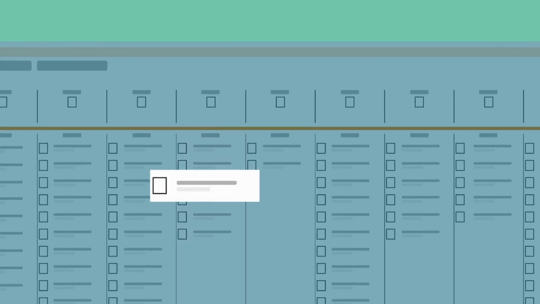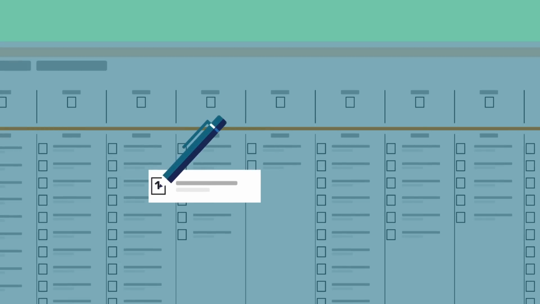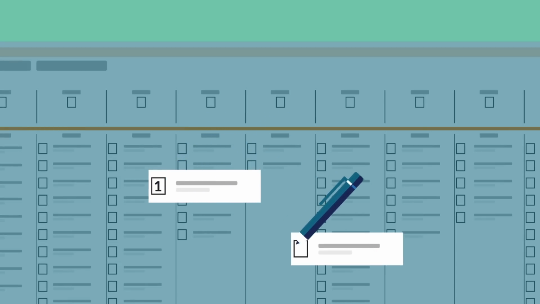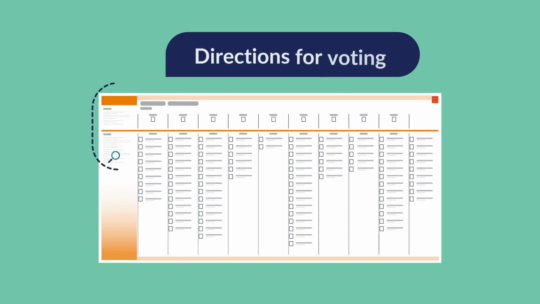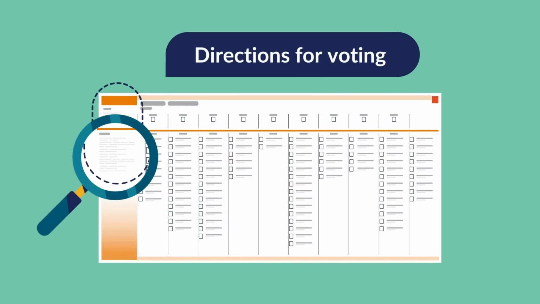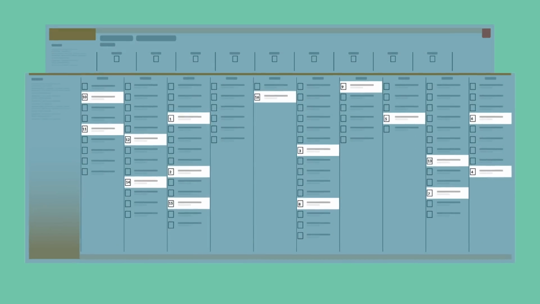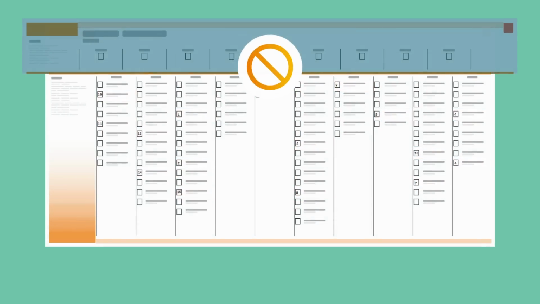To vote below the line, write the number 1 in the square next to the candidate of your first choice. Write 2 in the square next to your second preference, 3 in the square next to your third preference, and so on. For your vote to count, you must select the minimum number of candidates as indicated in the directions for voting. If you vote below the line, do not write numbers in any squares above the line.